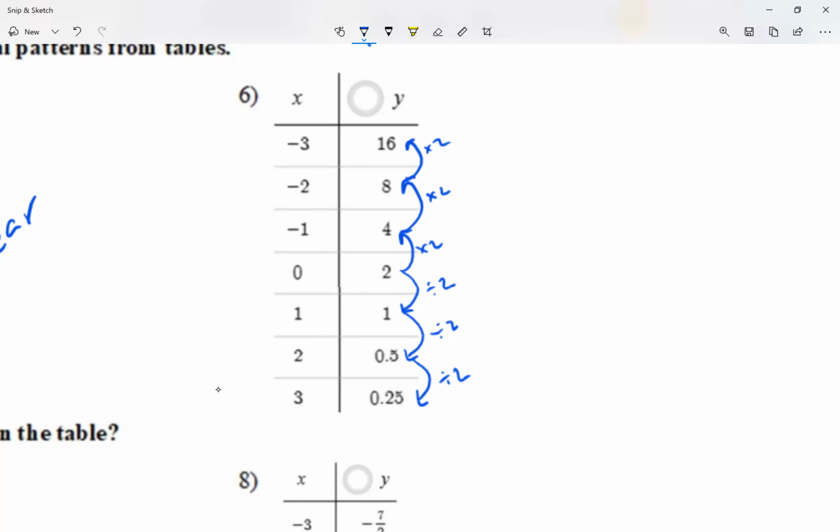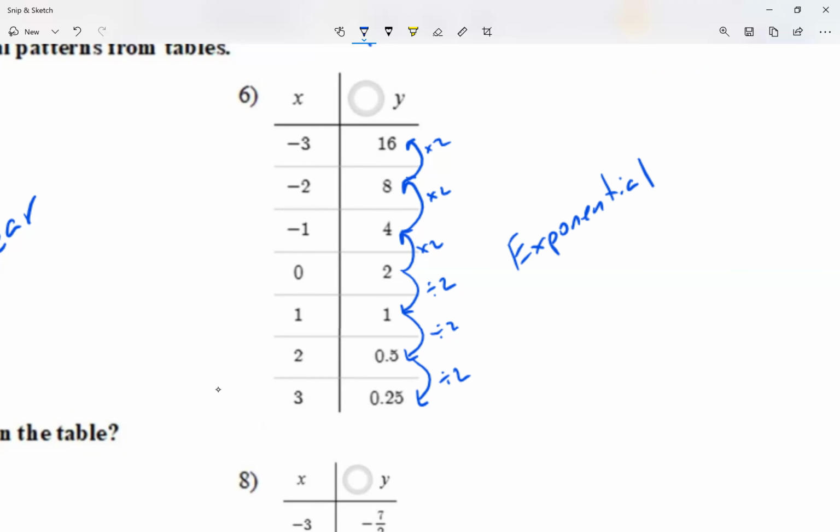And I check. 2 times 2 is 4. Yep. 4 times 2 is 8. 8 times 2 is 16. I keep on multiplying or dividing by the same thing. So I'm going to call this exponential. So you got to be careful. If you're going down is one operation. If you're going up is the opposite operation.